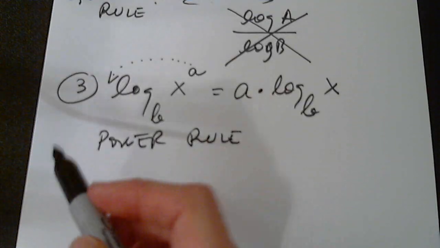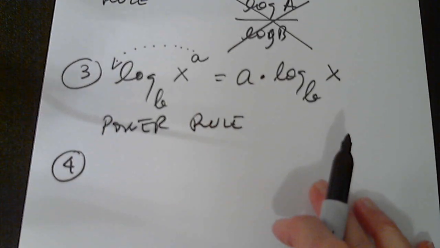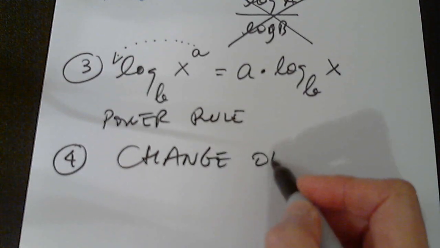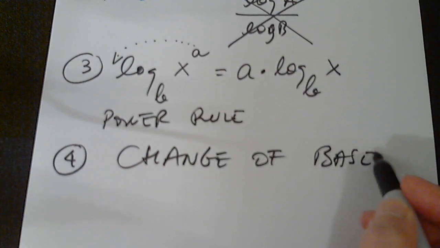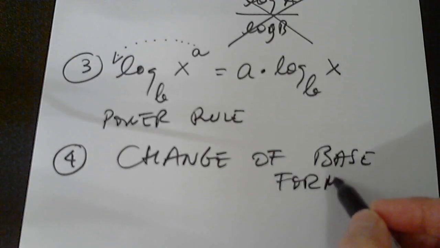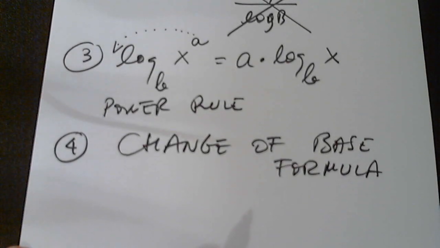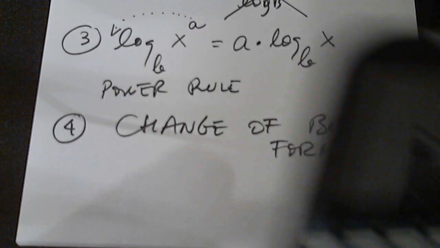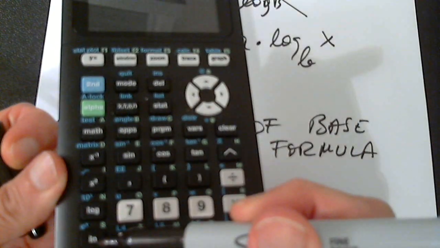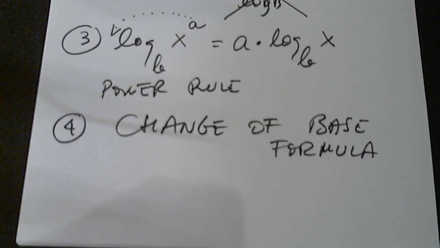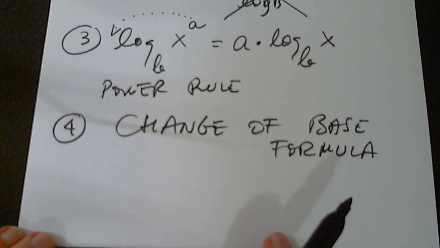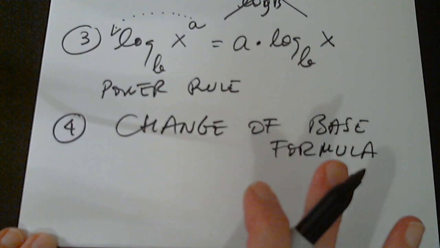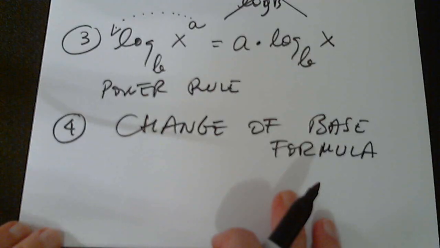The last one, it's basically called the change of base formula. Notice that basically calculators have the log and the natural log. Now I'll show you these fancy calculators allow us to punch in any base. But let's understand the change of base formula.